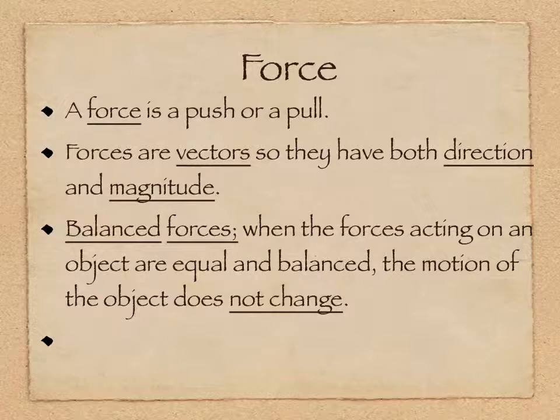And when forces are balanced, all the forces on an object are equal and balanced to each other in opposite directions. And the motion of the object does not change. So a stationary object has balanced forces acting on it.